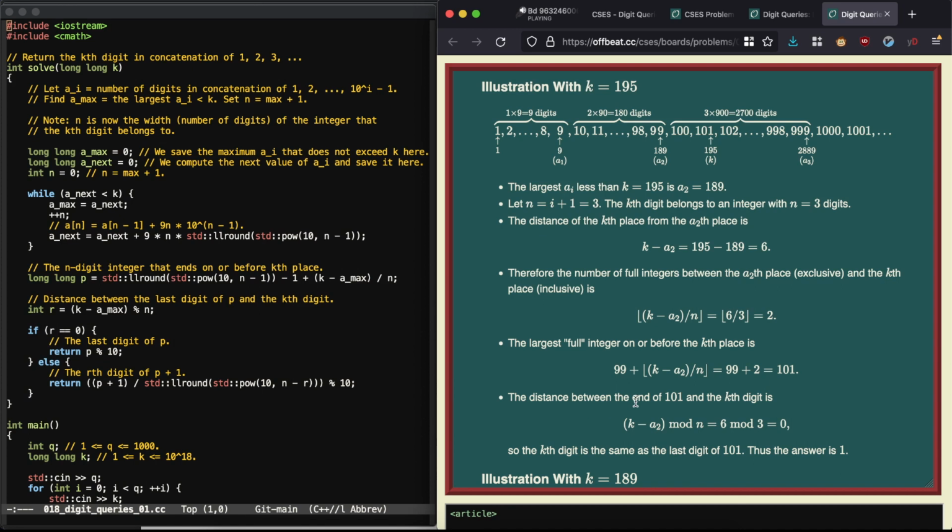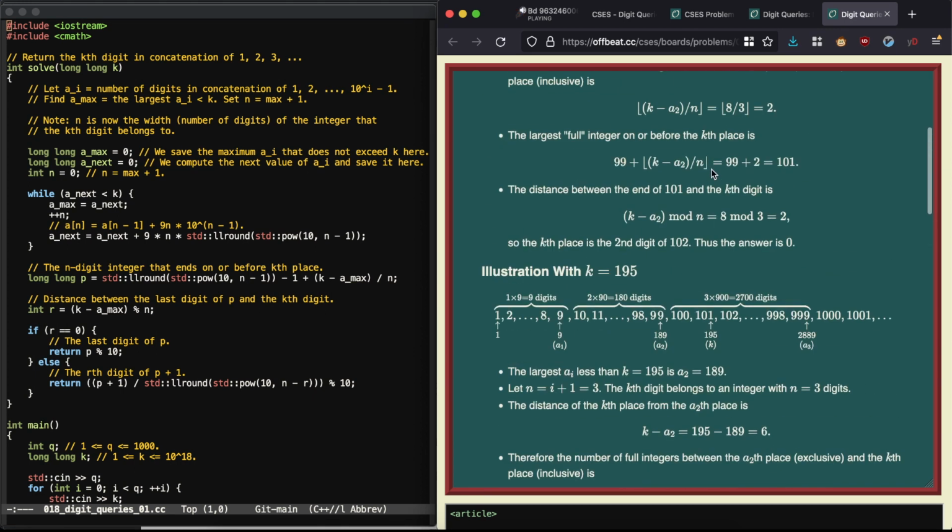So the distance between the end of 101 and the kth digit is 0. So the kth digit is the same as the last digit of 101. So as a human, we can make this conclusion quite easily that this k is pointing to the last digit of 101. In the code, we have to be a little bit careful.